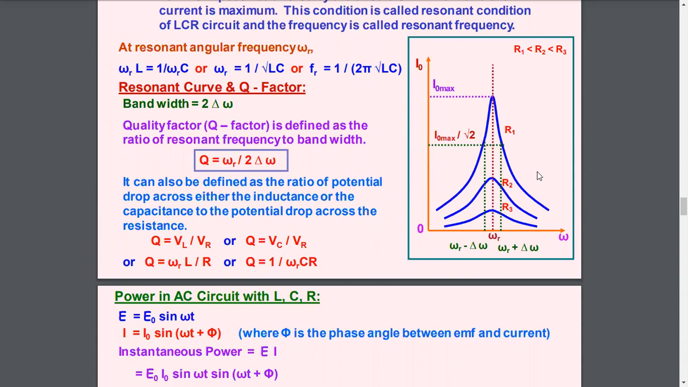So bandwidth increases with increase in resistance, and sharpness will decrease. As this is the more sharp curve, resistance R1 will be the smallest, and this one is comparatively less sharp, so R2 will be greater than R1, and this curve is least sharp, so R3 will be the greatest of all the resistances R1 and R2.